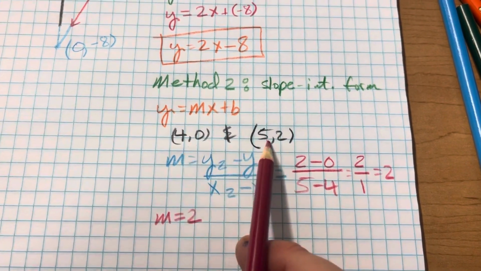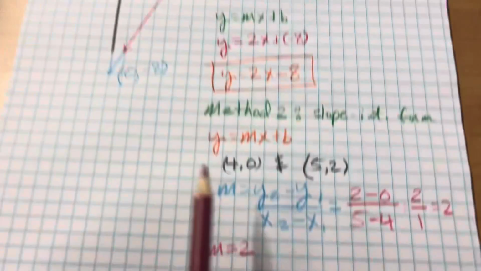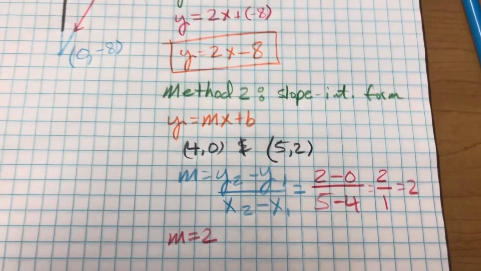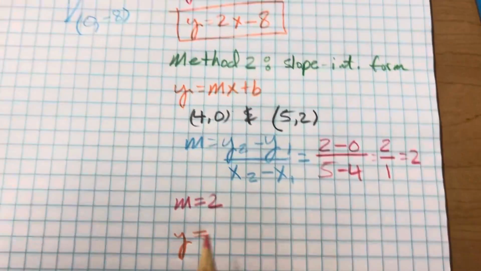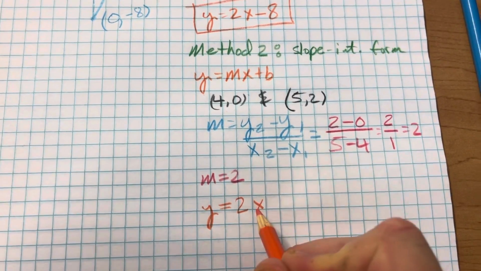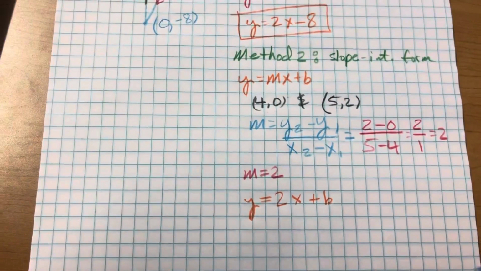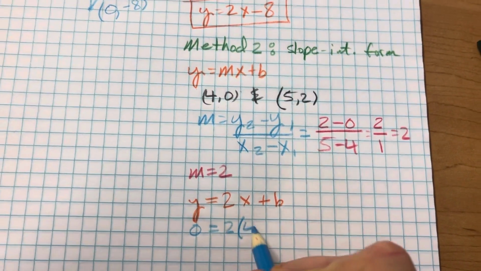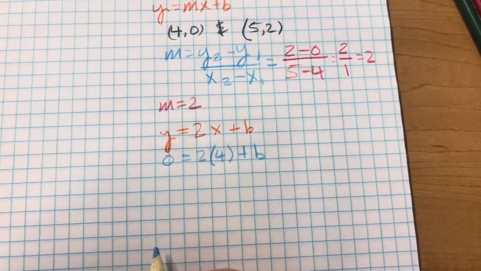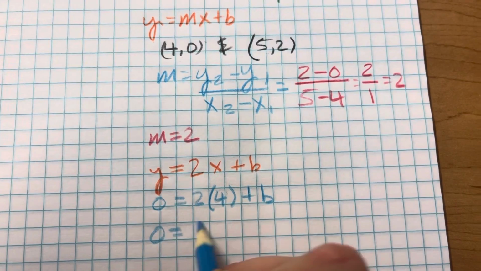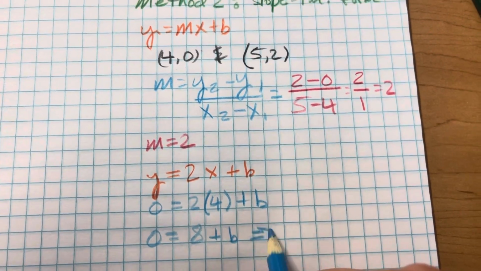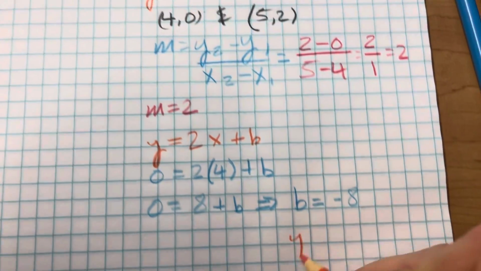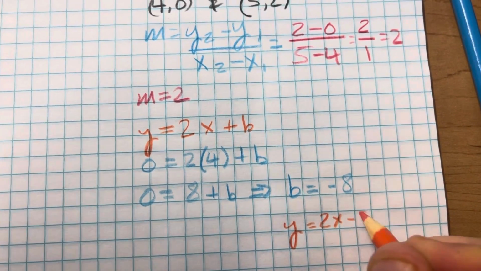Now, I could take either one of these points or any other point that is on this line and substitute it in for x and y and then solve for b. So let's do that. We have y equals, and in place of m, we'll now write 2x plus b. Let's substitute (4, 0). So substituting, 0 is y, 2 times 4 plus b. So 0 is equal to 8 plus b. And subtracting 8 from both sides, we have b equals -8. Once again, y is equal to 2x minus 8.